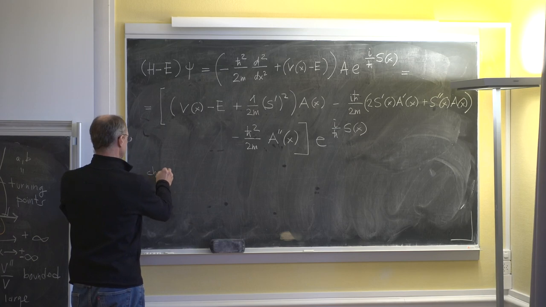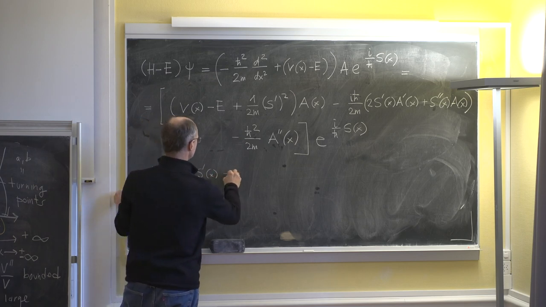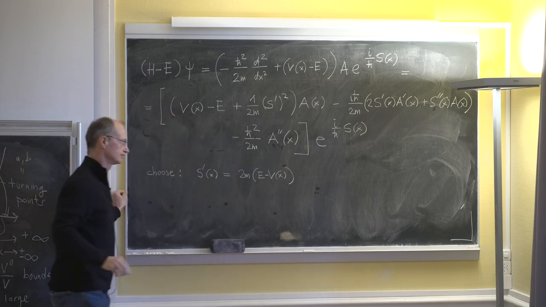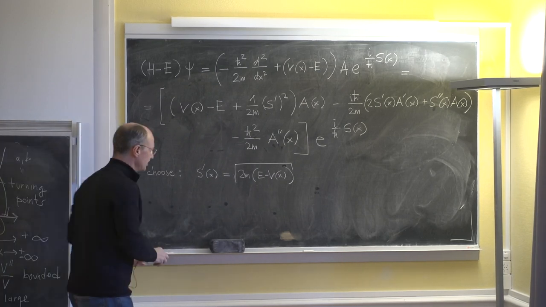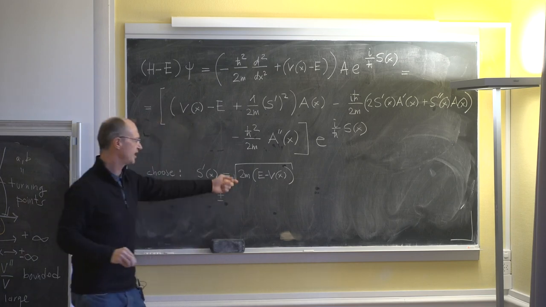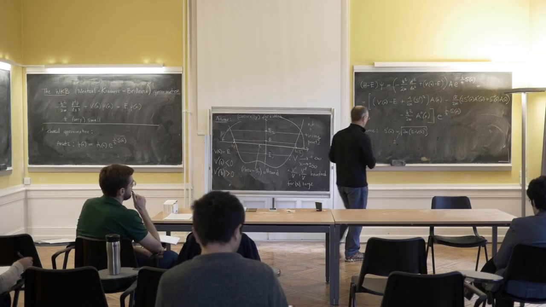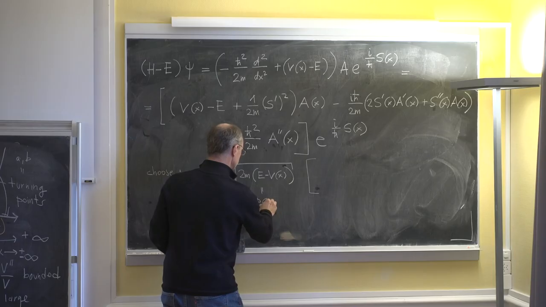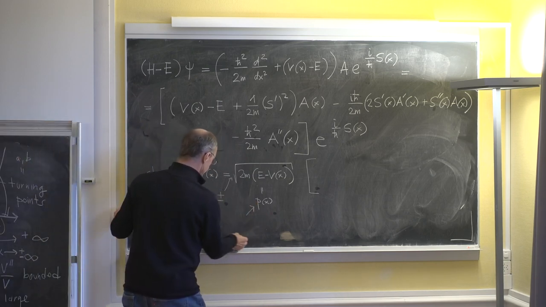So the idea is to choose s prime of x equal to the square root of 2m times e minus v of x. Here, let me note that the square root can have any sign, plus or minus, but we can include it in the definition of the square root. So we choose some branch of the square root. This right-hand side we can introduce a special notation for, because in classical mechanics language, this is called a momentum.